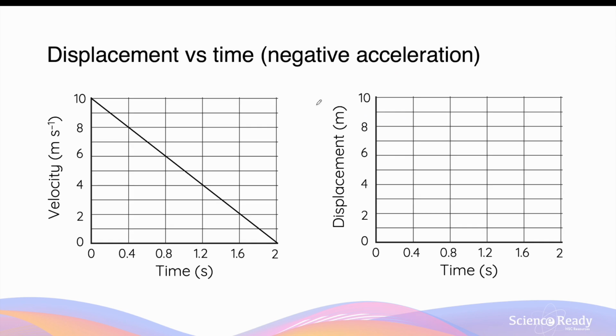So now that we've looked at what the displacement versus time graph looks like when an object has positive acceleration, what happens if it's got a negative acceleration while having a positive velocity? Now we mentioned earlier, when your velocity is positive but your acceleration is negative, that is, if they're in the opposite direction, the speed of the object will decrease over time, meaning it will travel slower and slower over time. So here we can see that the velocity starts at 10 meters per second and decreases to 0 meters per second over 2 seconds.